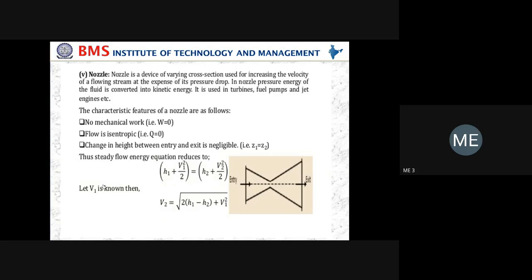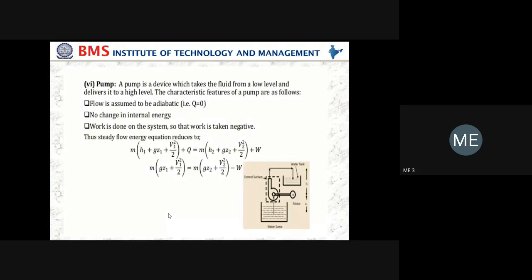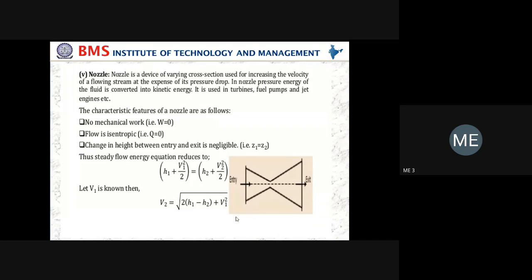If velocity at inlet is known, then we are going to find out the velocity at exit. Our aim is to find out the velocity at the outlet. So V2 equals to square root of 2 into H1 minus H2 plus V1 square. And remember that sometimes the velocity at inlet is too small as compared to the velocity at exit. Suppose the velocity at inlet is around 10 meter per second, and the velocity at exit is around 600 or 700 meter per second. In that case, we are going to neglect V1. Otherwise, suppose V1 is given in the problem, you can directly find out V2 using the formula 2 into H1 minus H2 plus V1 square.